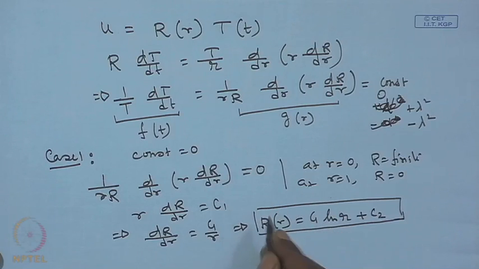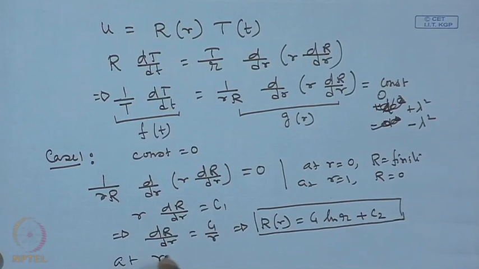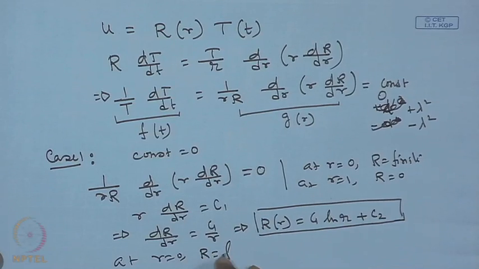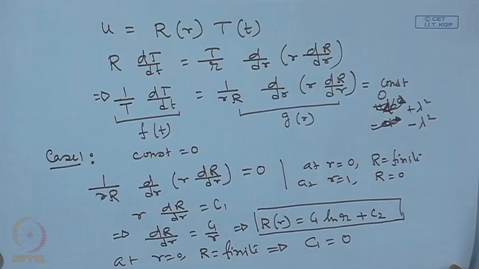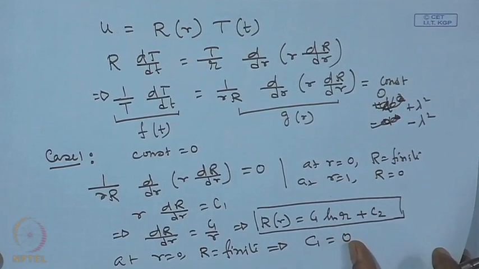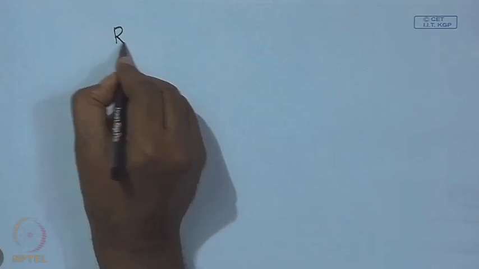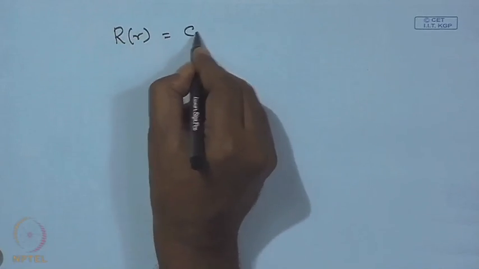So, the corresponding constant must be equal to 0 in order to have a finite value of R. So, at r is equal to 0, capital R is finite, that simply leads to a condition that C1 is equal to 0, because R cannot be infinite at any location, not even at r is equal to 0. So, the associated constant must be equal to 0, to have R bounded. So, the solution is a constant solution.